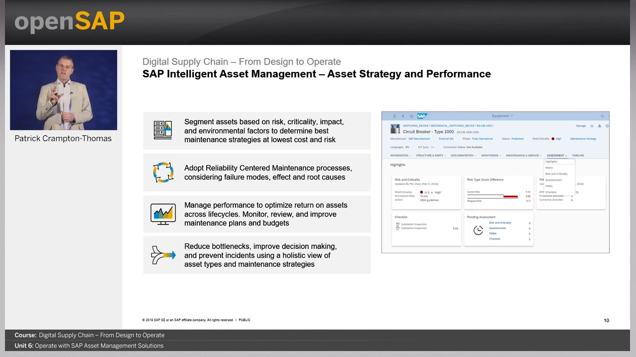So those matrices will then allow me to segment my asset portfolio and determine the best strategy to maintain some assets on a planned cycle, with regular maintenance, and other assets, more critical ones perhaps, I would really get into predictive maintenance, even predictive simulation, really connect those assets with sensors and monitor them closely so that they don't let me down. So this is what asset strategy and performance management is doing in terms of that risk and criticality management.